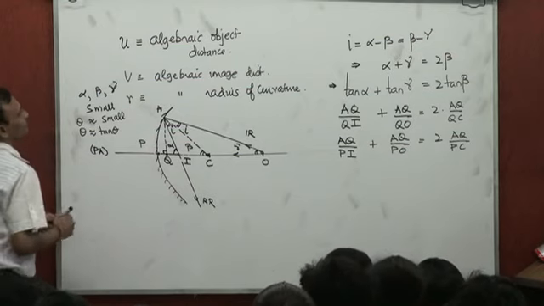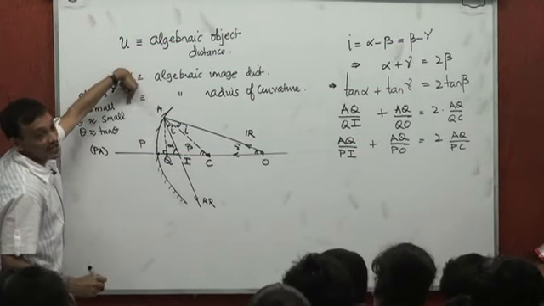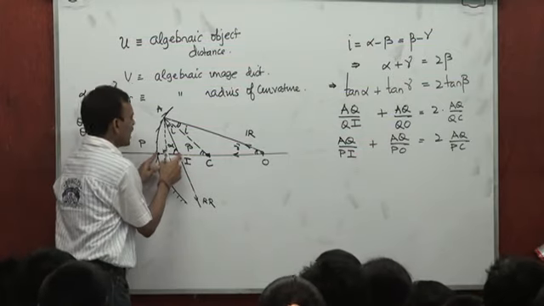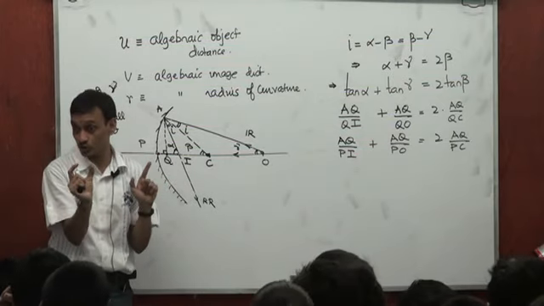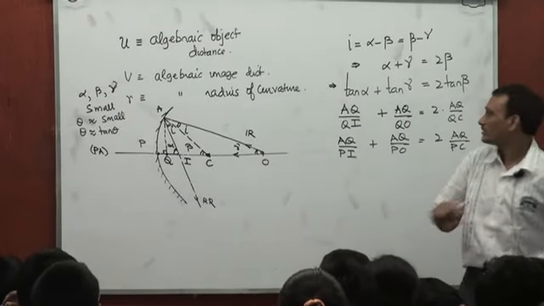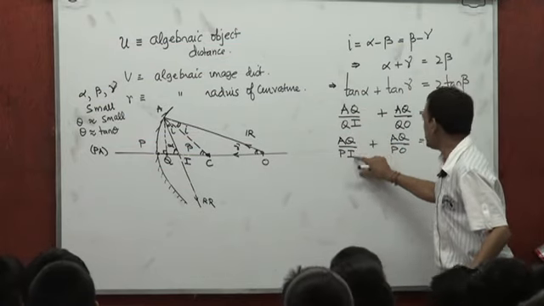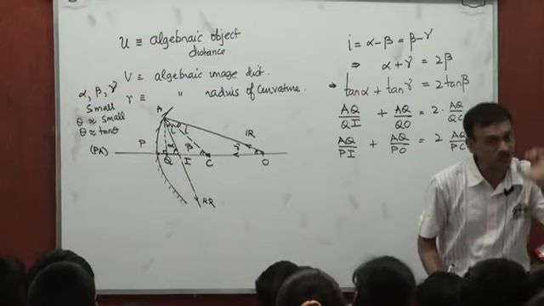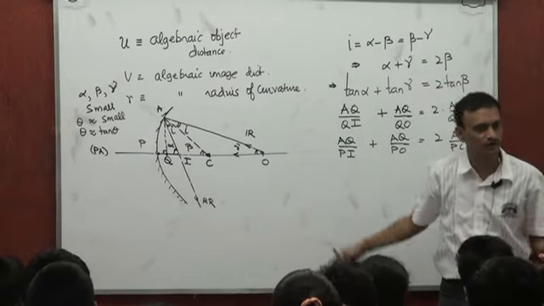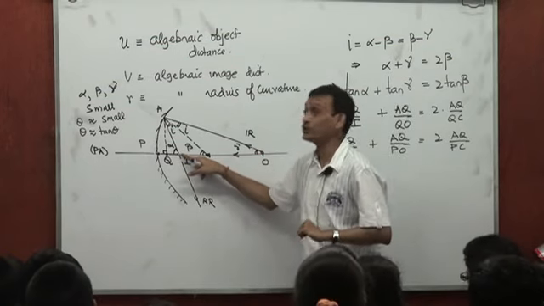Now, if U, V and R are algebraic object distance, algebraic image distance and algebraic radius of curvature, then realize that PI is a length only. It's only greater than 0. PI, PO and PC are all positive numbers. These are lengths. So AQ, PI, AQ, PO, AQ, PC, these are all positive numbers. There is only trigonometry. There is no sign involved here. PI is magnitude of image distance.